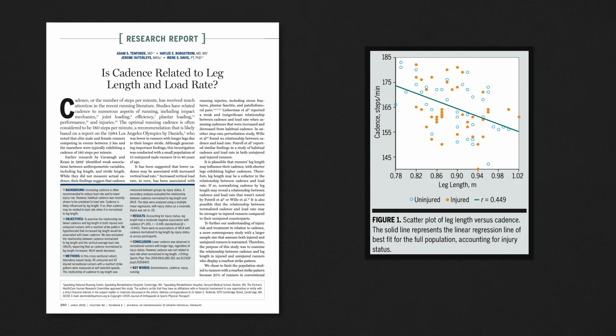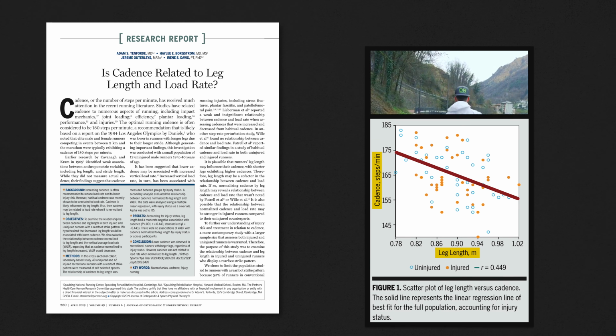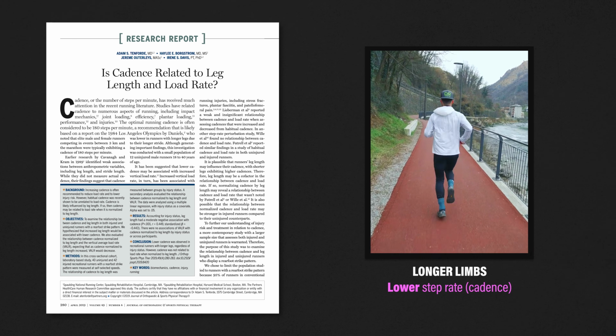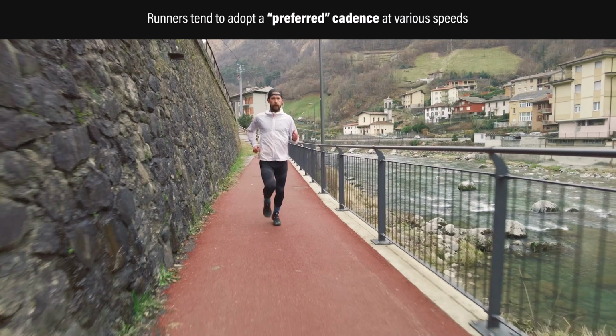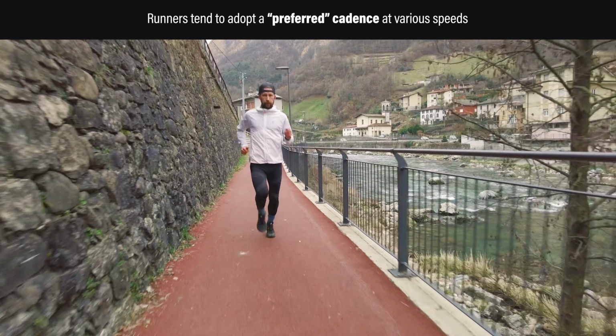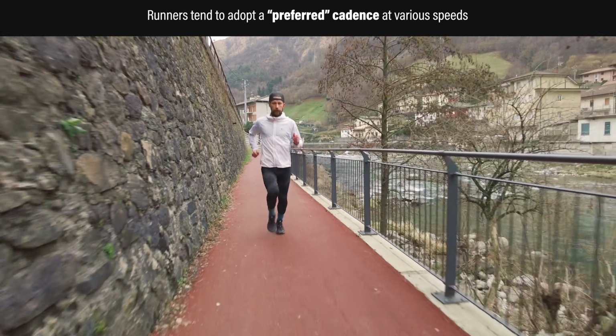Lenhart et al. in 2019 also found that leg length and running cadence had a negative relationship in recreational runners. This indicates that runners with longer limbs will generally have a lower step rate. Although there is not an optimal cadence, runners tend to adopt a preferred cadence at various speeds.